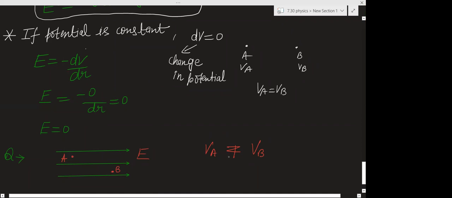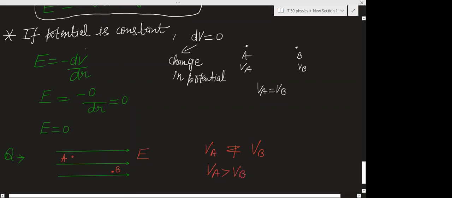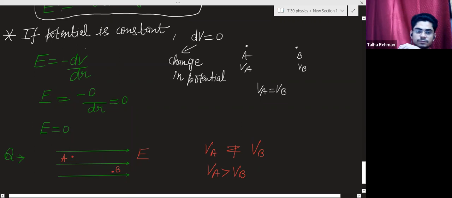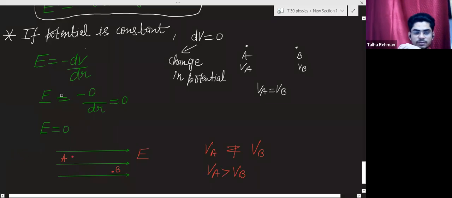Sir, VA is greater because electric field moves on decreasing potential. Very good. Because in the direction of electric field, potential decreases. When we are moving in this direction, the potential is decreasing. So VA will be greater than VB. Very good. So this is the thing. Don't say it as a question. You can remember this like that.